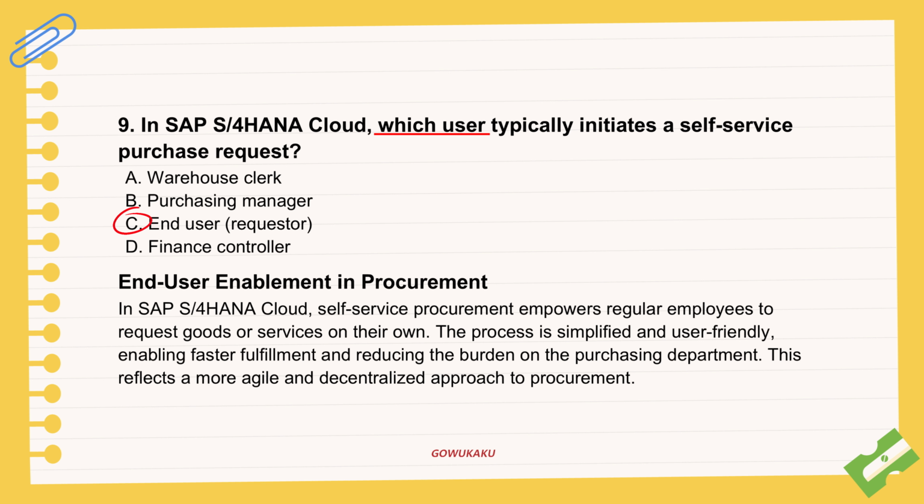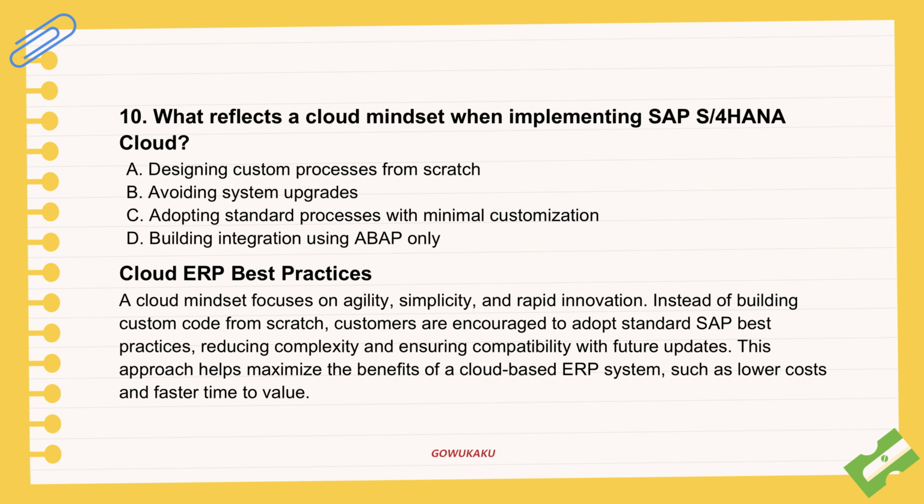The system still routes the request through the necessary approvals, of course, based on those workflow rules we just talked about. But the initiation point shifts to the person with the actual need, streamlining that front end of the process. Makes sense. Okay, our final question, number 10, brings it back to a high-level perspective.